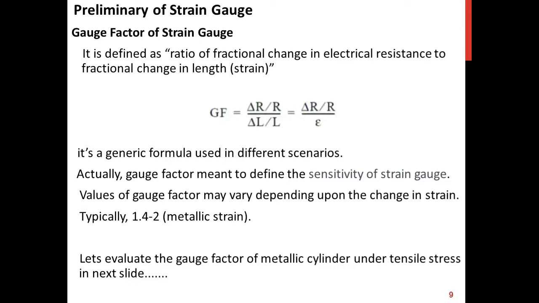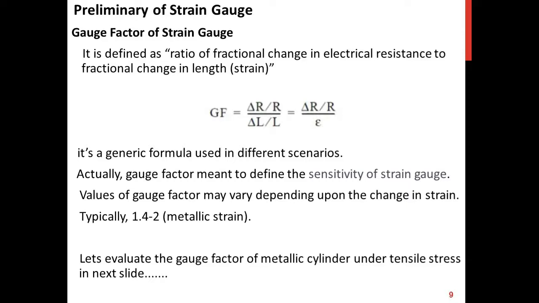There is another factor known as the gauge factor of the strain gauge. It is defined as the ratio of the fractional change in electrical resistance to the fractional change in length. It is actually defined as the sensitivity of the strain gauge: how much change in the resistance of the strain gauge there is whenever there is a change in the length of the strain gauge wire. So it is a generic formula used in different scenarios. It is a basic formula that will be used in different types of beams, cylinders, or different geometries having different gauge factors.